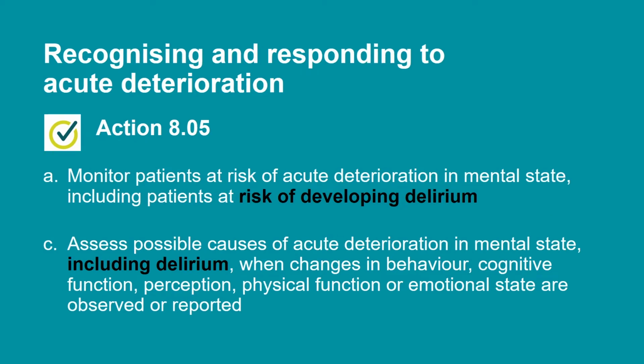Another area where it's mentioned is under the last standard, which is around Recognising and Responding to Acute Deterioration. Under Action 8.5, health service organisations are required to have processes in place to monitor patients at risk of acute deterioration, including patients at risk of developing delirium. And when there are changes in a person's behaviour or cognition or perception, etc., they are assessed for possible causes, and that, again, includes delirium.